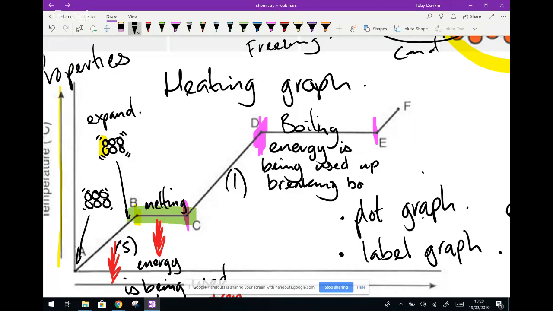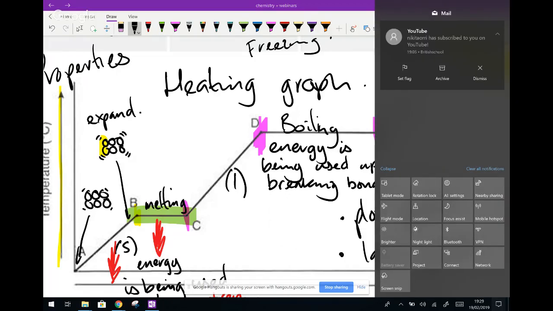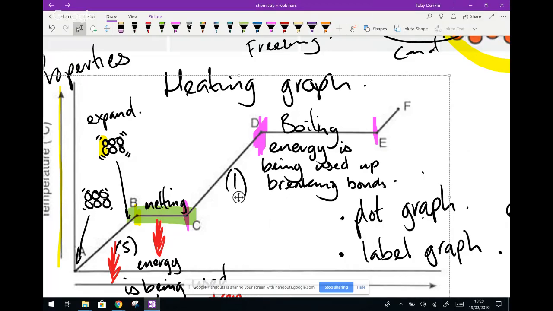Okay, breaking bonds. So again, temperature stops rising because the energy is being used rather than going into vibrational energy, which is what temperature measures. It's being used in breaking them, so the temperature remains the same. And then, of course, we end up at our final state, which is gas. And at that point, we're done. So I've just done a heating graph.